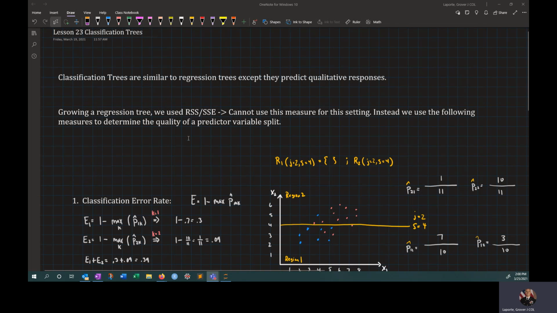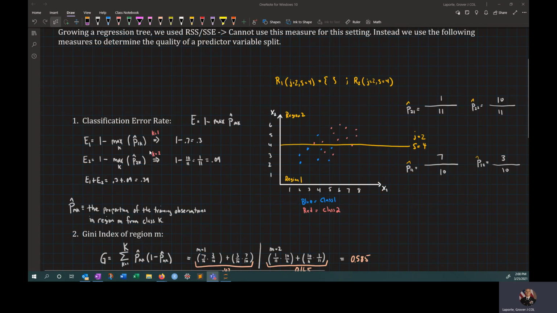I'm just going to walk through what we're doing, right? So remember the idea. We want to now binary separate the predictor space into two different regions. In this case, we have region 1 and region 2, and my splitting value is s = 4. So that's the x2 value. And why is it x2? Because j = 2. So I've drawn a line here to differentiate between them.